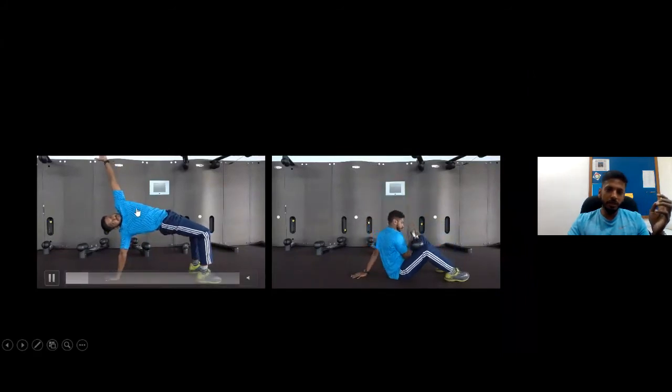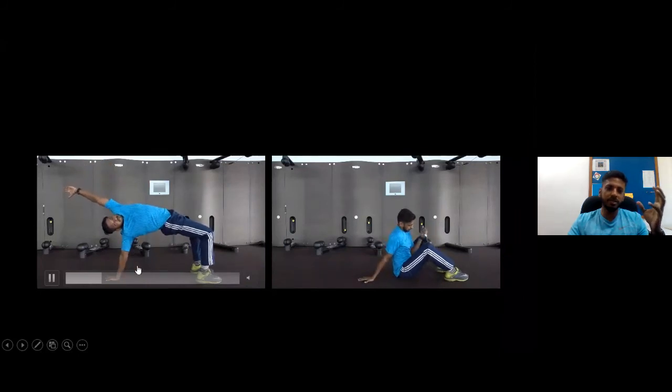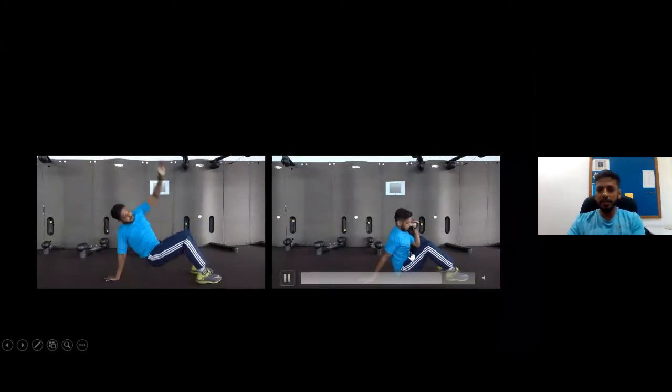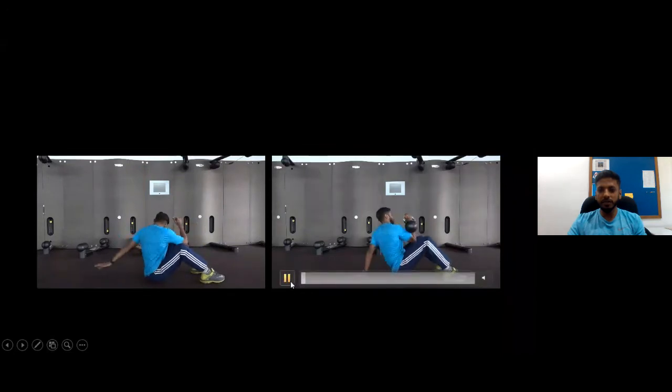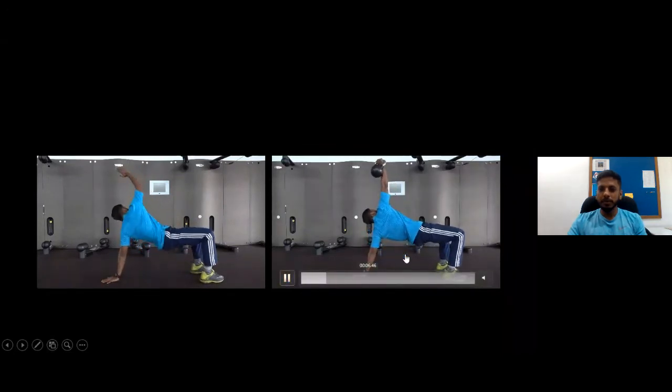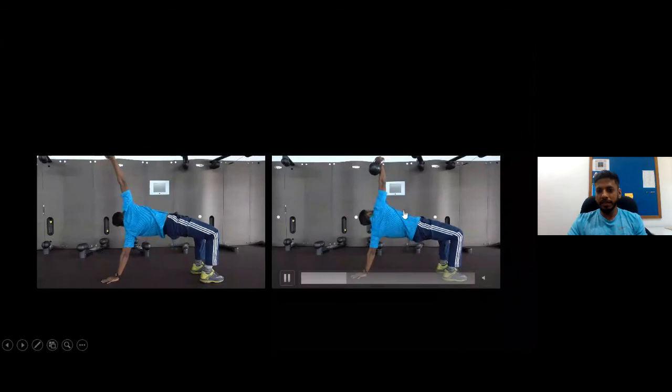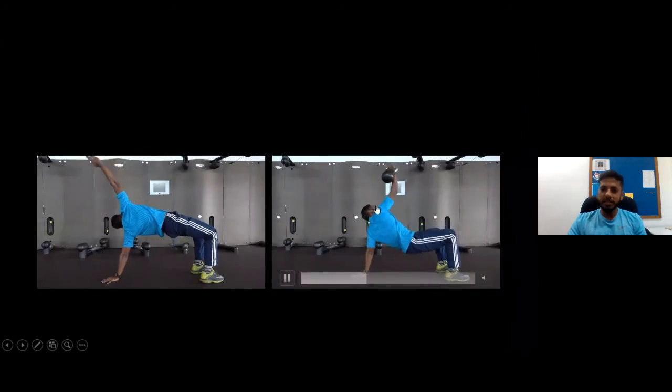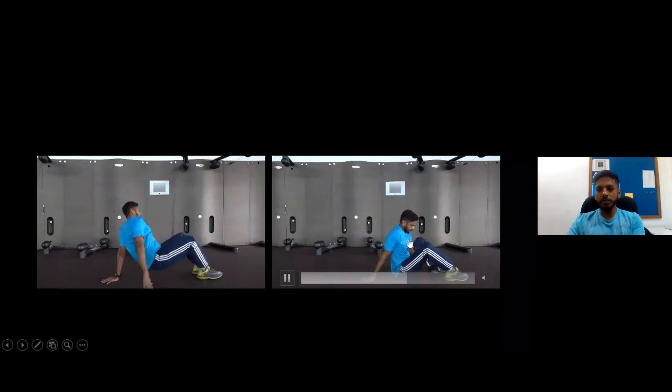So the posterior chain is working, the spiral chain is working, your shoulder musculature is working, and there is a lot of challenge on the shoulder muscle, right? So look at that. Now with the weight, you are challenging a little more. So activating glutes, obliques, shoulder musculature, scapulothoracic stability, everything, isn't it? So you are trying to incorporate your kinetic chain system training in shoulder rehab.